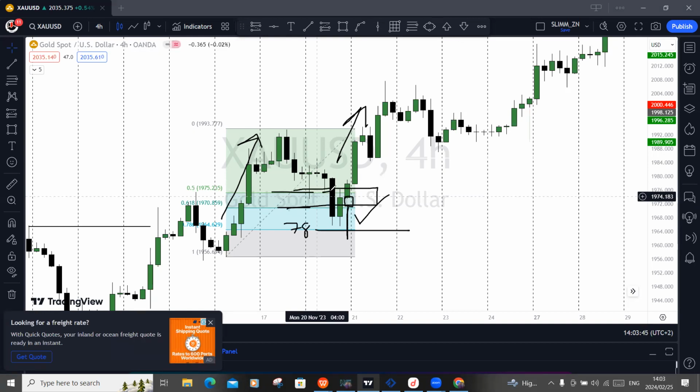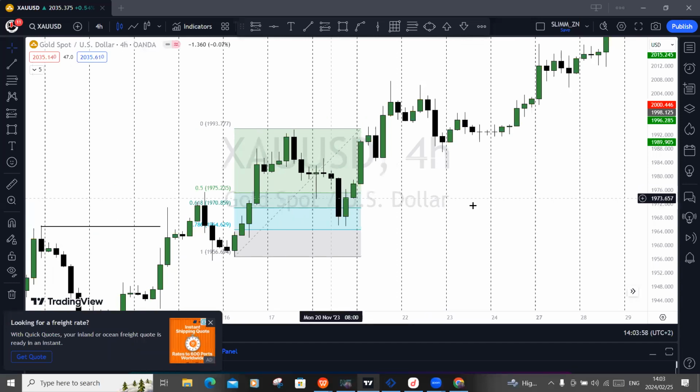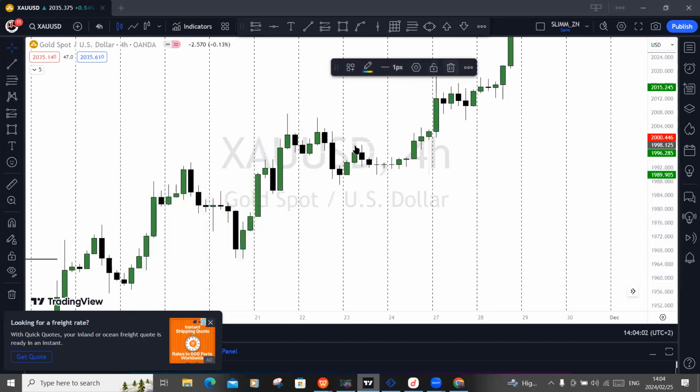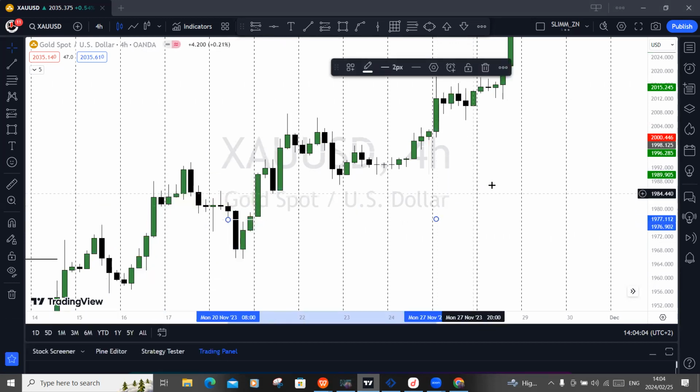Sometimes price will just touch the 50. Sometimes they'll get into the 61. Sometimes they'll come slightly below. Sometimes they'll come in between the 50 and the 61. So these are all variations. Like I said, price is not perfect. So again, here there's no clean example of what we are explaining.